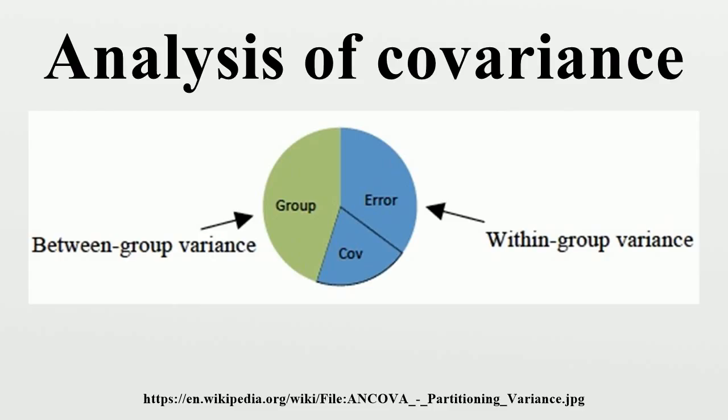Assumption 3. Independence of error terms. The errors are uncorrelated. That is, the error covariance matrix is diagonal. Assumption 4. Normality of error terms. The residuals should be normally distributed. Assumption 5. Homogeneity of regression slopes. The slopes of the different regression lines should be equivalent, i.e., regression lines should be parallel among groups.